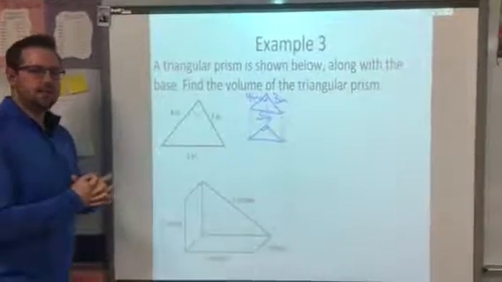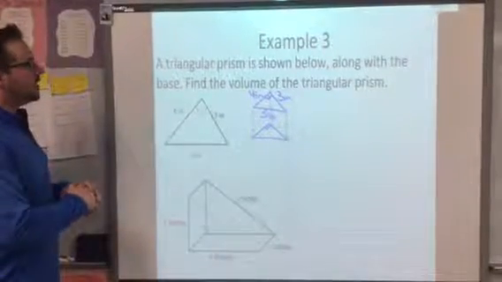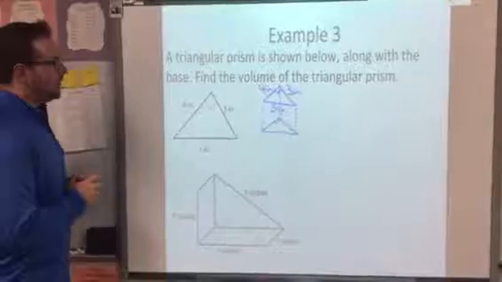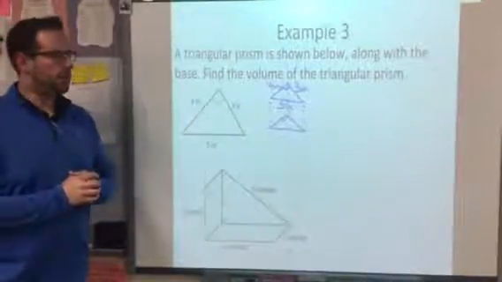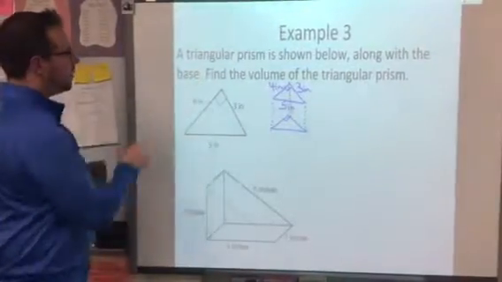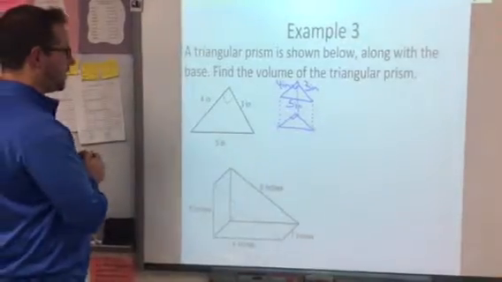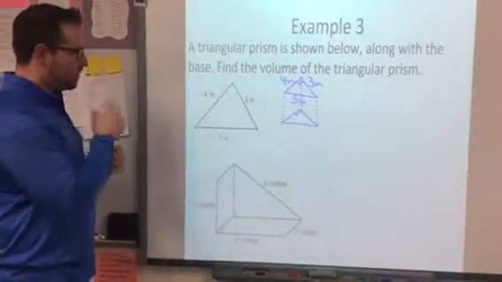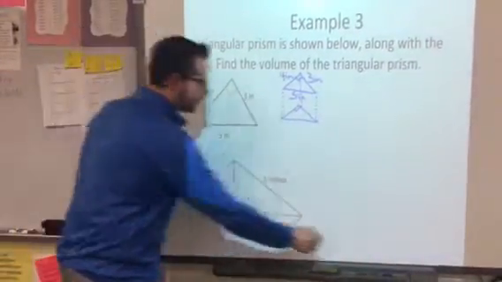This is part 2 of lesson 42, which is finding the volume of triangular prisms, cylinders, and cones. So example 3: a triangular prism is shown below along with the base. Find the volume of the triangular prism. So in this case, we're going to trace the base.